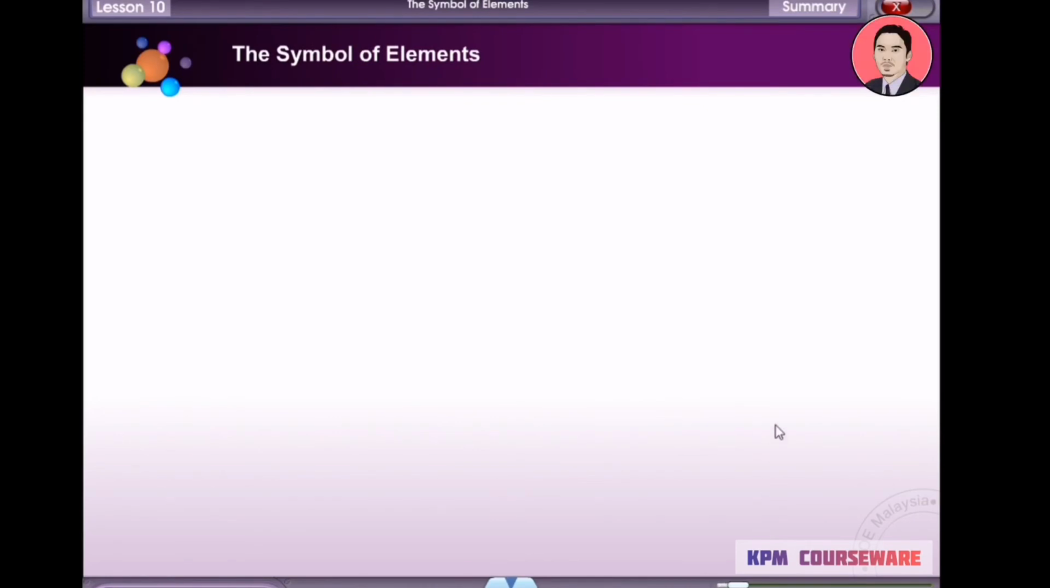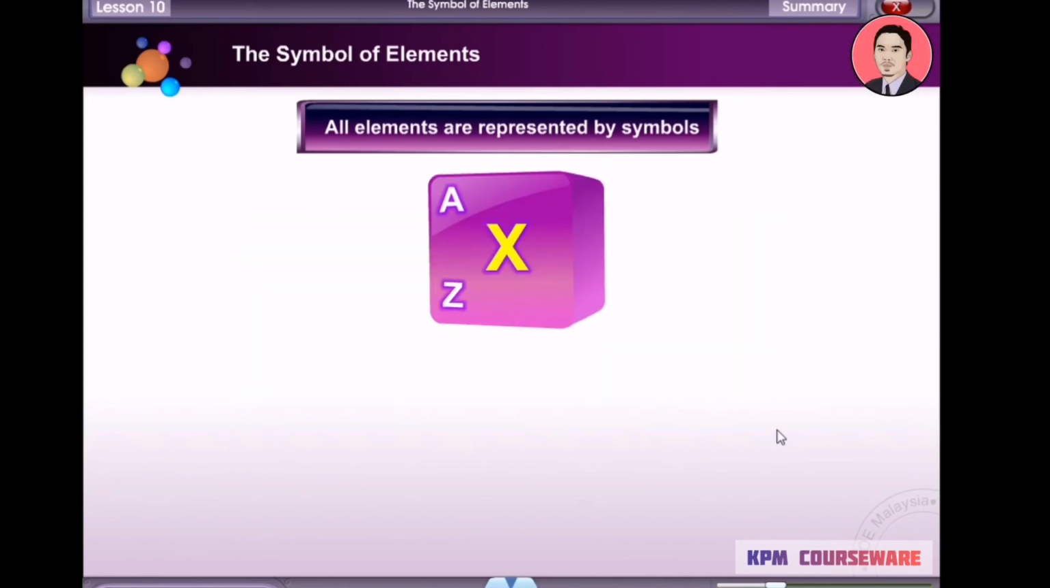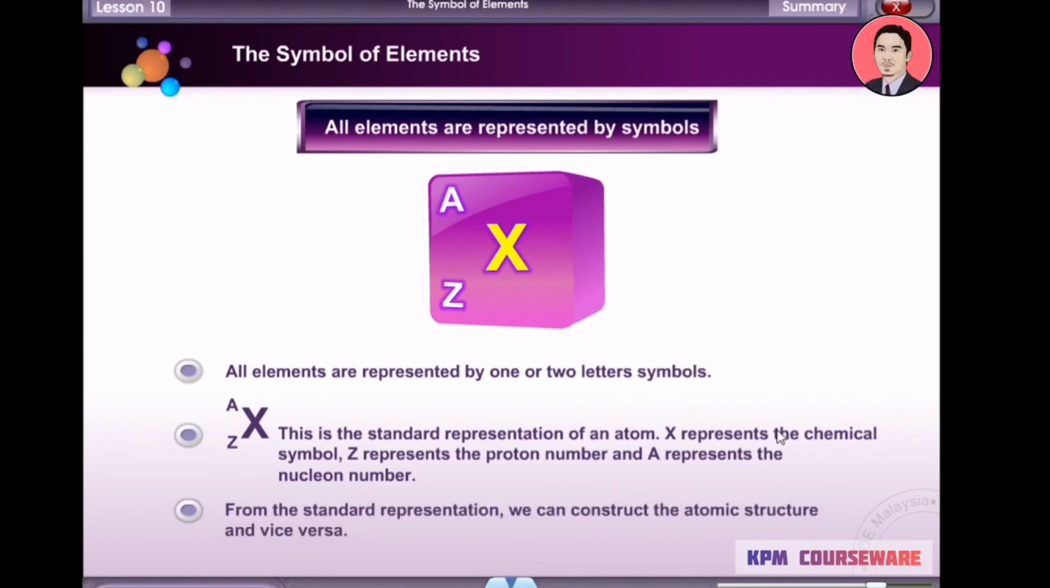Summary. All elements are represented by symbols. All elements are represented by one or two letter symbols. This is the standard representation of an atom. X represents the chemical symbol, Z represents the proton number and A represents the nucleon number. From the standard representation, we can construct the atomic structure and vice versa. Click on the blinking button to proceed.